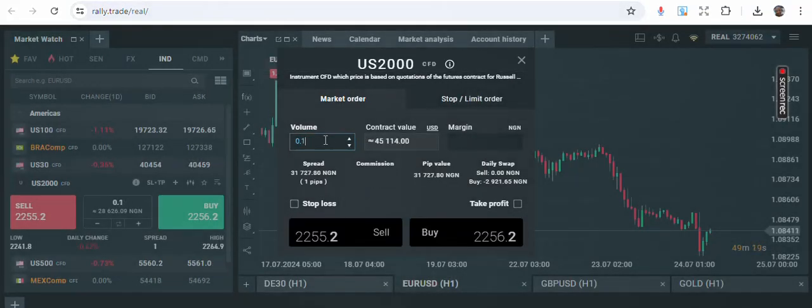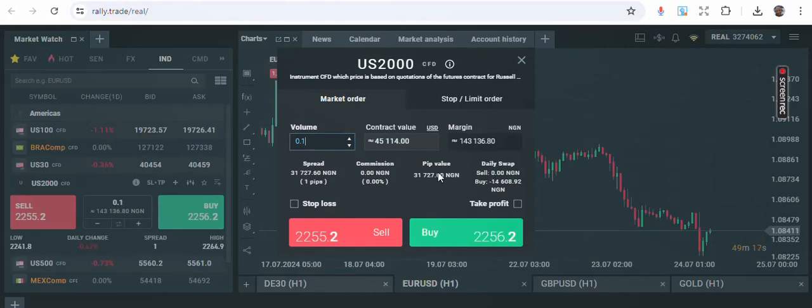How about if you were doing a lot size of 0.1? It means that 1 pip is giving you 31,000. Multiply 31,000 by 50 pips, or multiply 31,000 by 20 pips, and see what it is going to give to you. Now, this is money. This is how this market works. This is how people are able to make money out of it every single day.